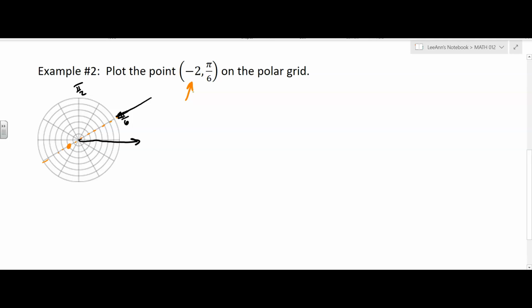Now you might be saying, well, would that be the same point then if I went 7 pi over 6 comma +2? Yeah, that would be the same point, wouldn't it? Okay, so it's just the way they gave it to us. All right, so that's a little bit on graphing with polar coordinates.